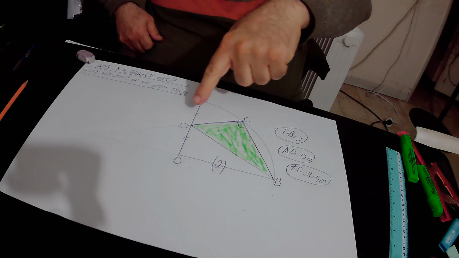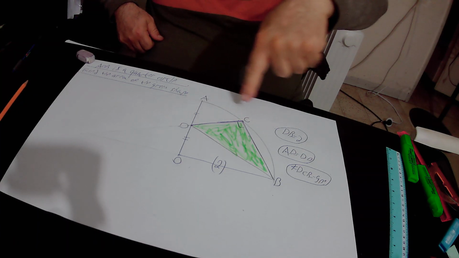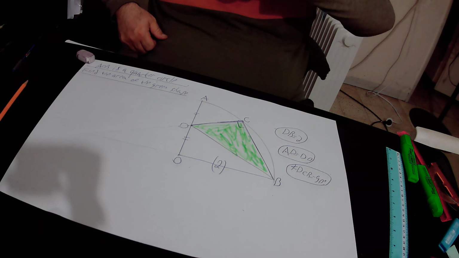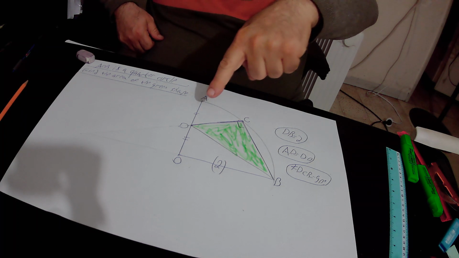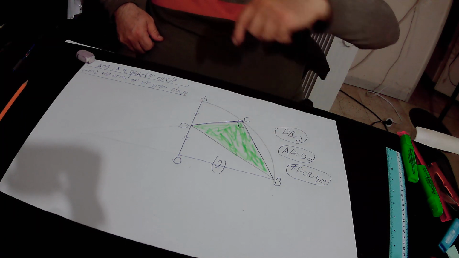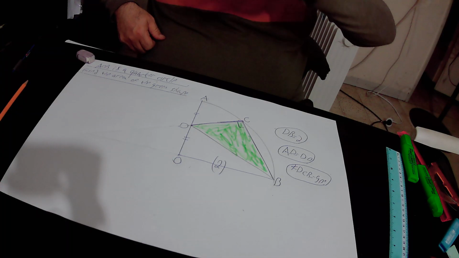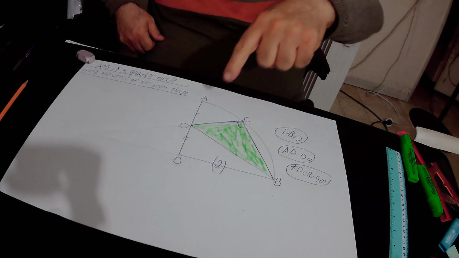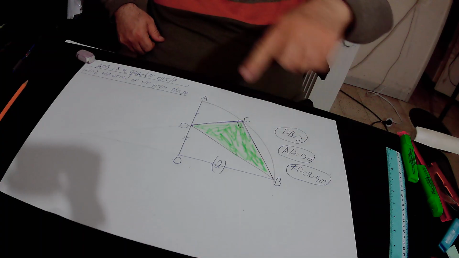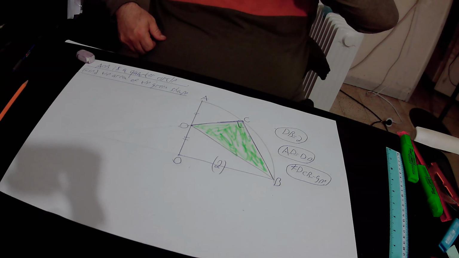We also know that angle DCB equals 90 degrees in size. Therefore, the green shape is actually the right triangle DCB. So, in other words, our mission is to find out the area of this green right triangle DCB. Okay.